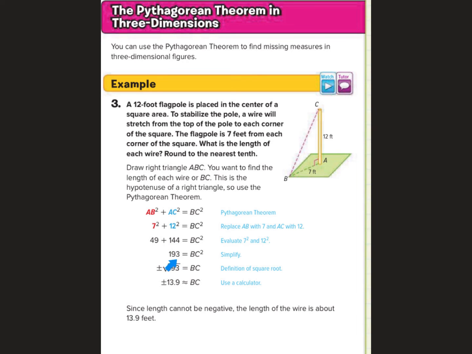We get 193 equal to BC squared, which is just stating the hypotenuse differently. We could name this line with one letter, which is c, or we can name it as a segment, which would be BC. We get 193 is equal to BC squared. Take the square root of 193 and we get about 13.9 for the length of BC.